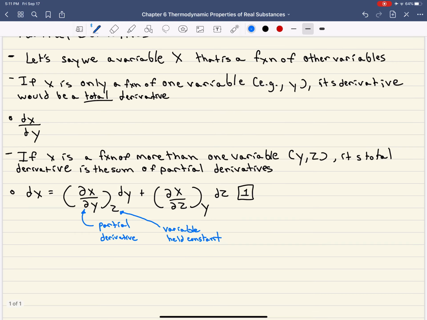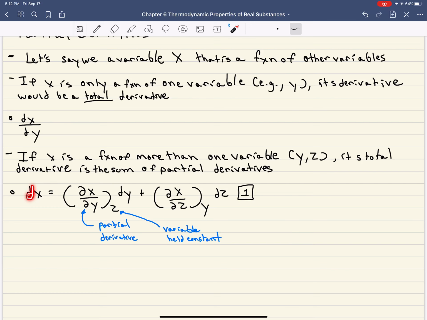And so essentially what we're saying here is that the derivative of x is going to be the sum of the function x, or its derivative, taken with respect only to y. So we take the derivative of the function of x only with respect to y, while holding z constant. Okay? So that's what this first term refers to. And then the second term is where we take the derivative of x with respect to z, where we hold y constant. Okay? Right? And so that's all the partial derivative thing is saying here.